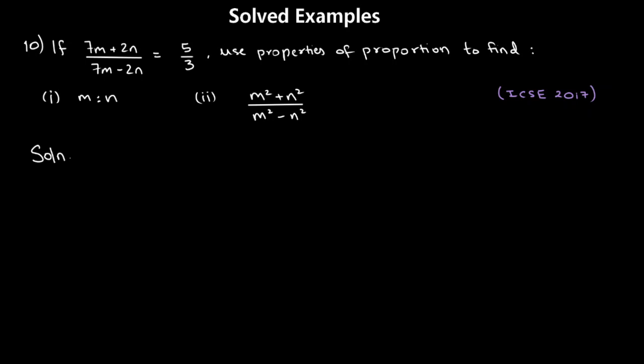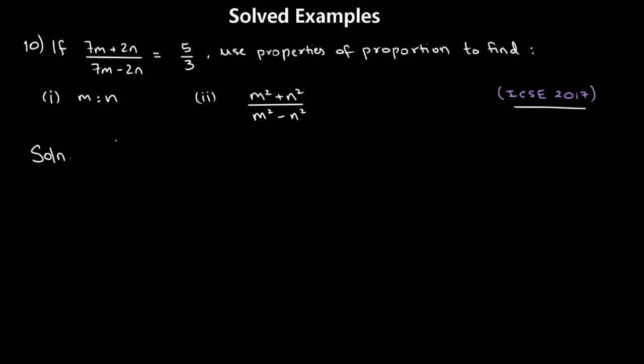So next question based on the properties of proportion is this. If (7m + 2n) upon (7m − 2n) is equal to 5 upon 3, we want to use the properties of proportion to find the value of the ratio m is to n, and (m² + n²) upon (m² − n²). This question was asked in the ICSE 2019 examination, right?